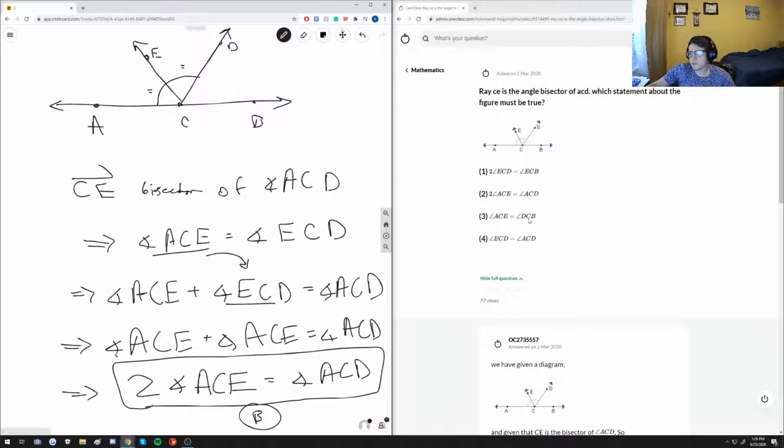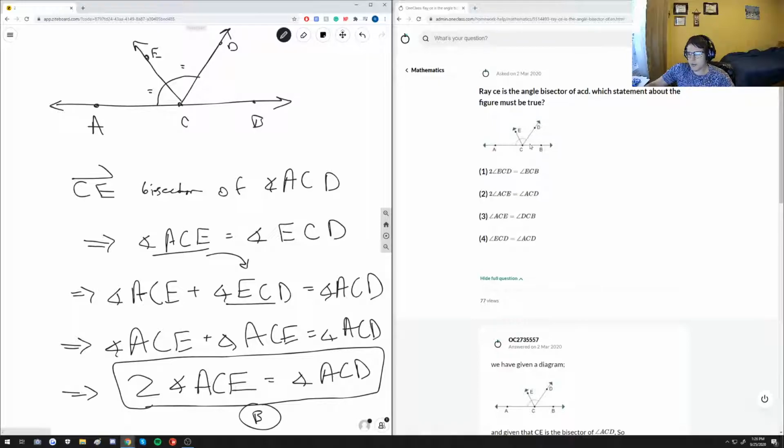And just looking at some of these other answer choices and explaining why they're wrong, if we see that 2 of angle ECD are equal to ECB, that would only be the case if we knew that DC was a bisector as well. But because the problem doesn't state that it's a bisector, we can't assume that it is. So for that reason, we don't know if it's true. So we can't say it's true.